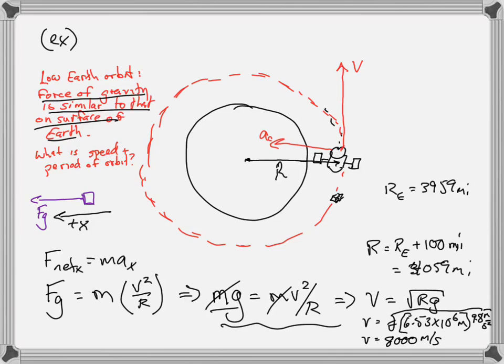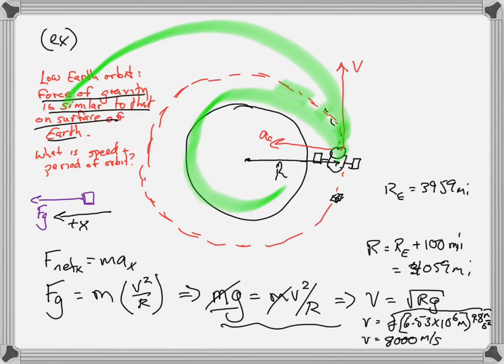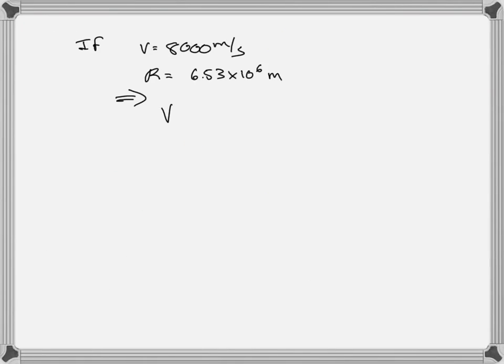That's pretty darn fast. If it's going slower than that, what does it do? It doesn't go fast enough to miss the Earth, and it eventually hits the Earth, right? If it's going faster than that, it escapes, but that's the speed that it needs to go in order to orbit at the radius that we gave it. Okay, 8,000 meters per second. So what is the period of the orbit? Aha! Remember that speed is distance over time.